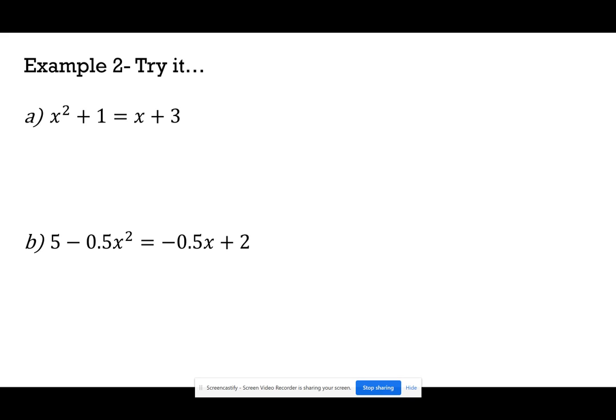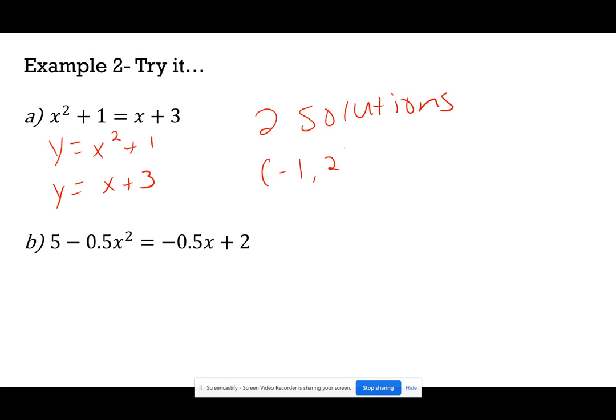Okay, hopefully you paused the video and you're back now looking for the answers. So if we set these two pieces equal to y, we have y equals x squared plus 1 and y equals x plus 3. If you put those into Desmos, you should have gotten two solutions. Okay, and the answers are -1, 2 and 2, 5.